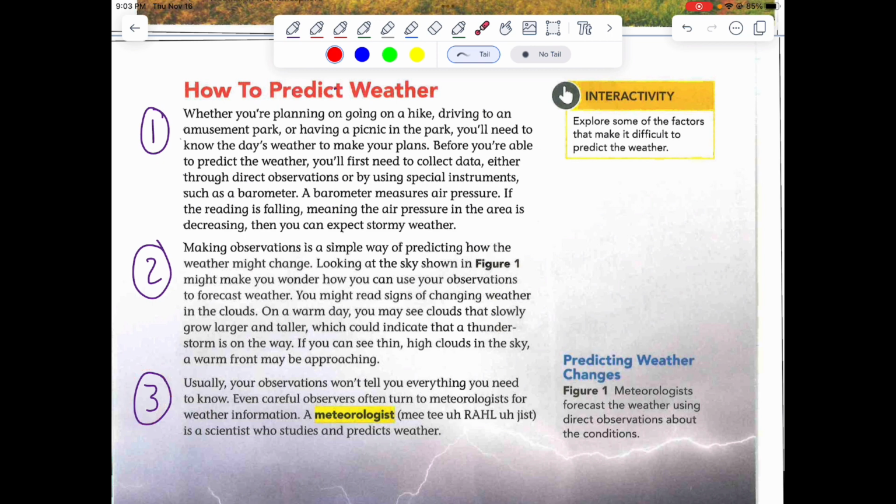Paragraph 3. Usually, your observations won't tell you everything you need to know. Even careful observers often turn to meteorologists for weather information. A meteorologist is a scientist who studies and predicts weather.